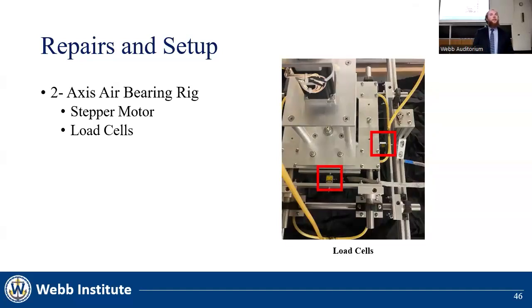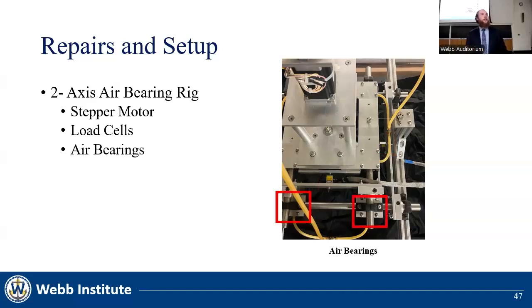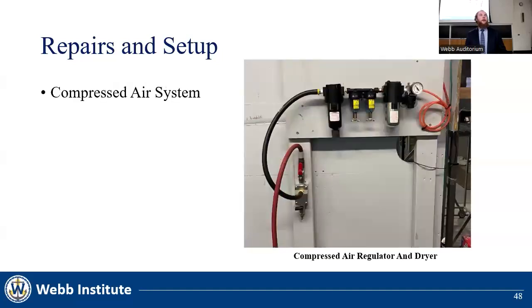Load cells are positioned on each of these axes to measure lift and drag forces produced by the foil. Friction is eliminated from these translations with the use of air bearings, which operate at 60 psi. These air bearings are connected to the Haverly Lab compressor and fed through a dryer and regulator.